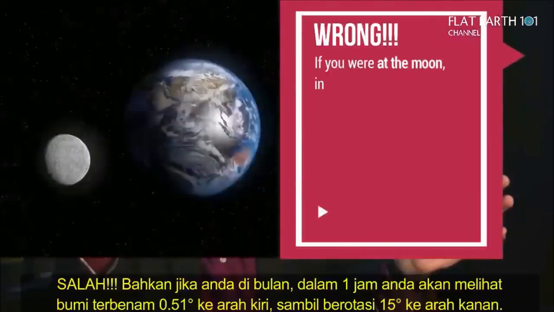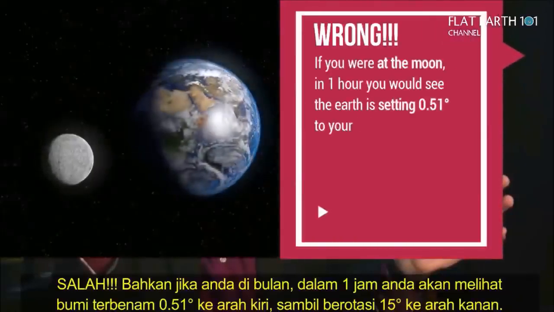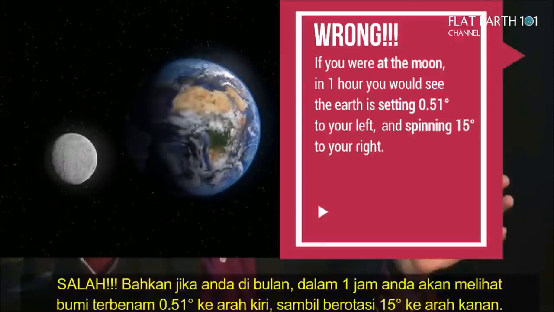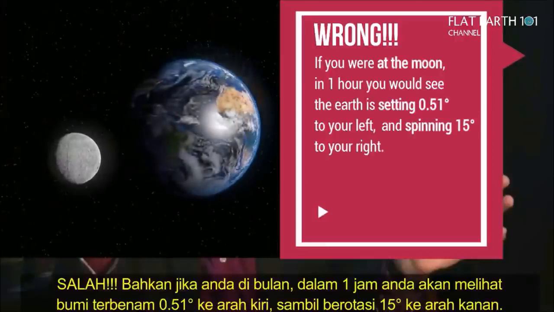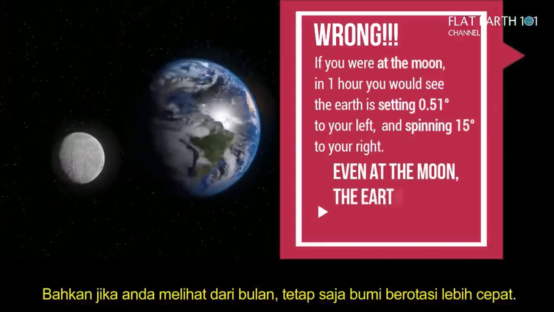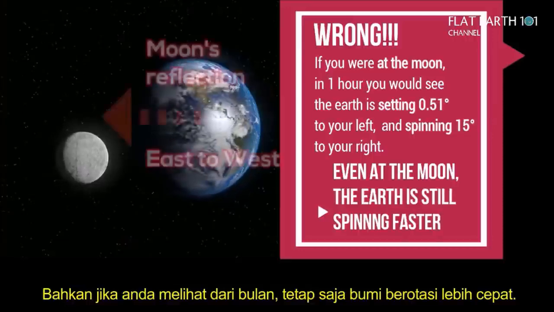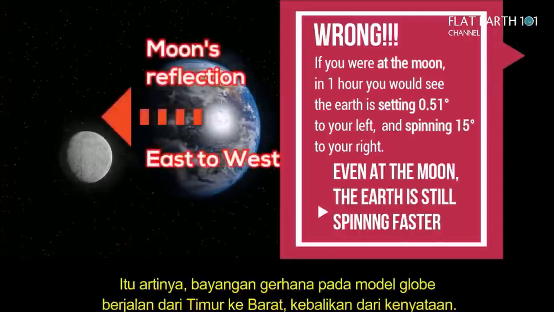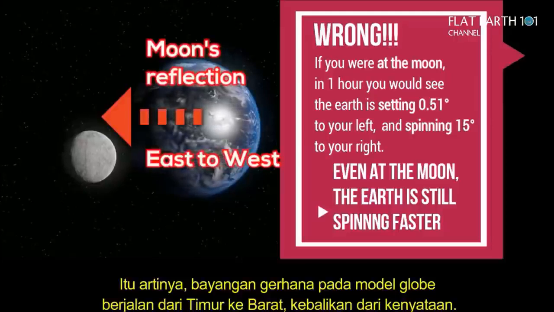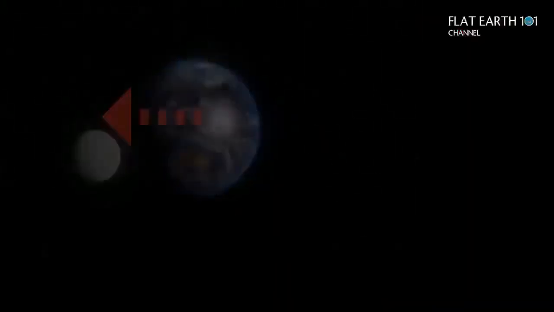Even if you're at the Moon, in 1 hour, you would see the Earth is setting 0.51 degree to your left, while it's rotating 15 degrees to your right. Even if you're looking from the Moon, the Earth's rotation is still faster. That means eclipse shadow in the globe model goes from east to west, the opposite of reality.